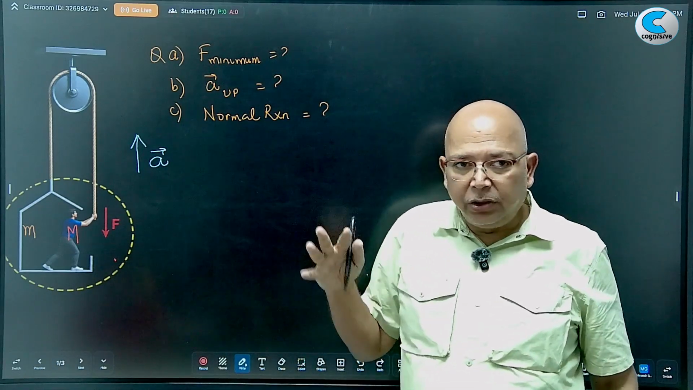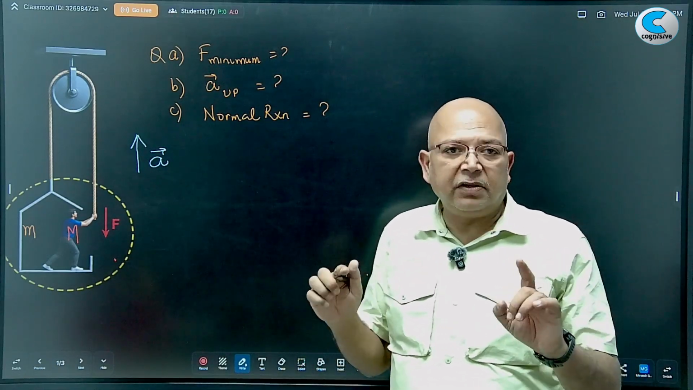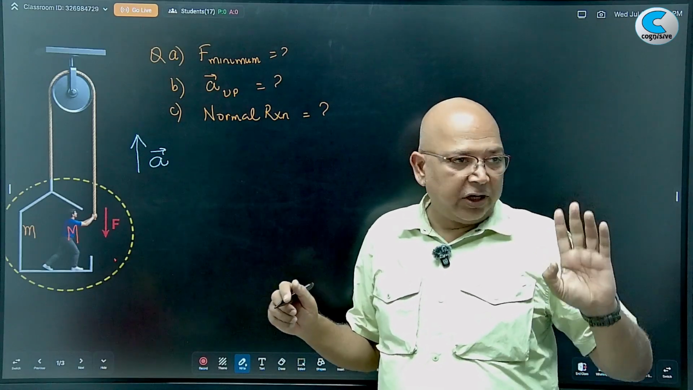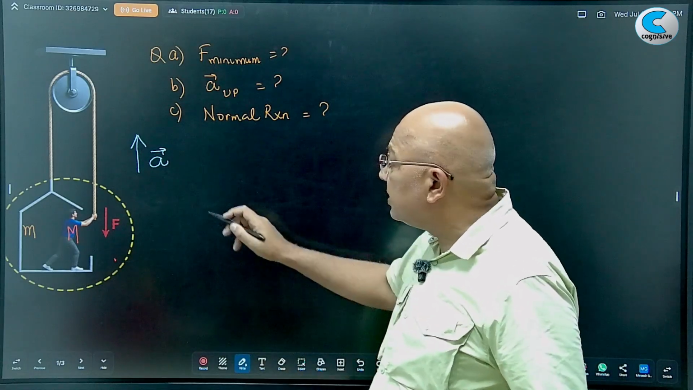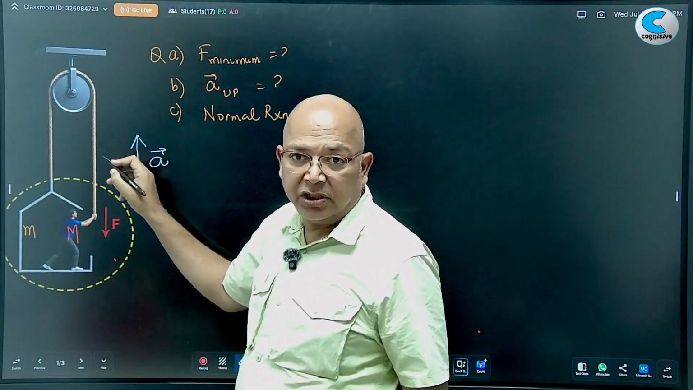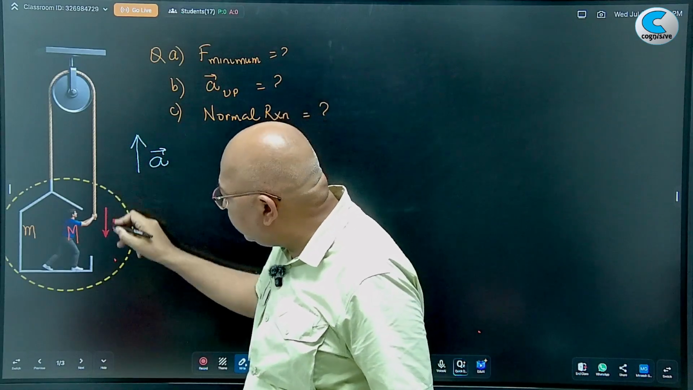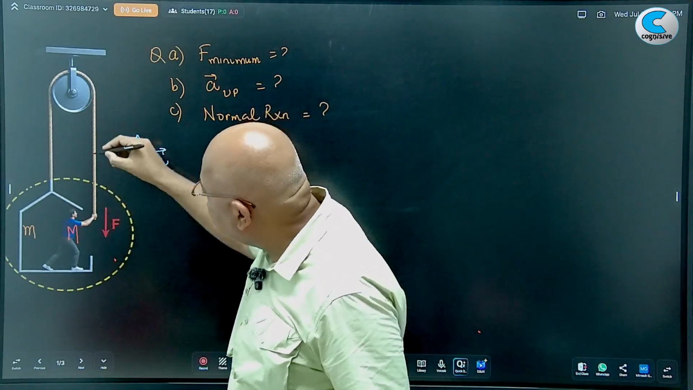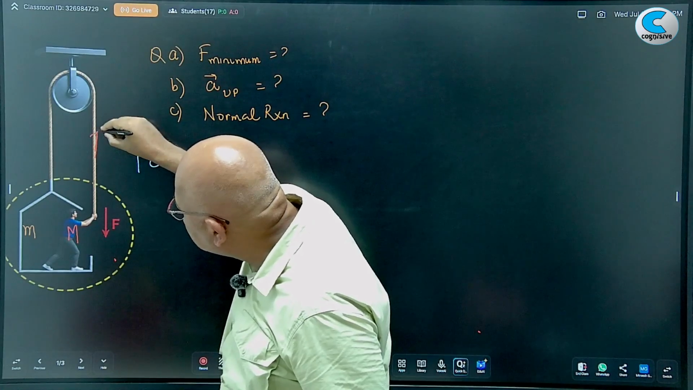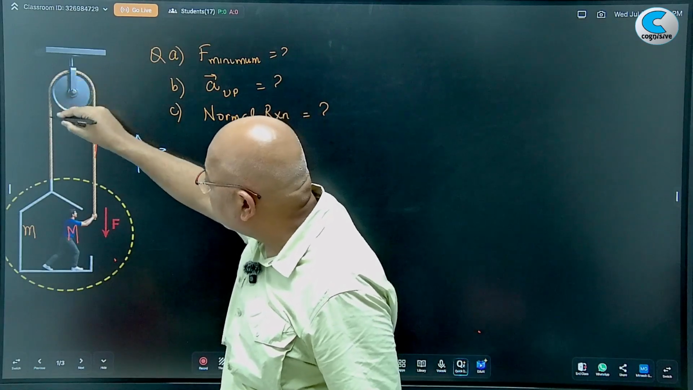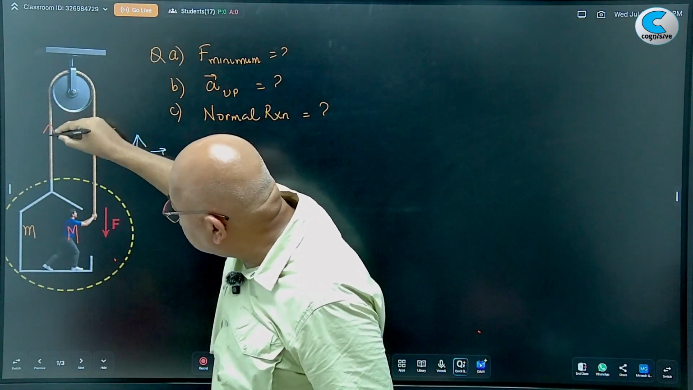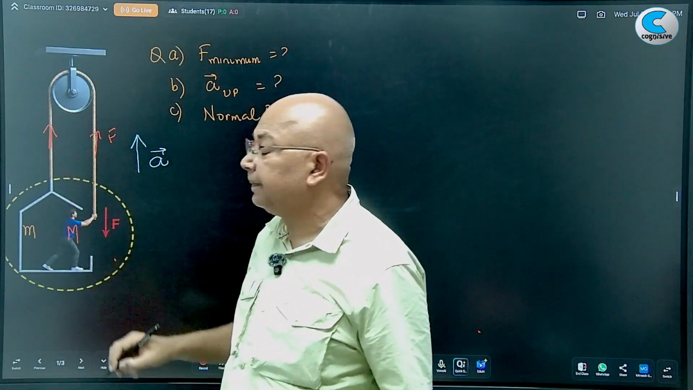Now, how we do it is we have to first of all look at a free body diagram. But before we do a free body diagram, let us see what are the tension forces in the rope. If the rope is being pulled by a force F, which means that there will be a force F in the up direction and an equal force, same rope, will also be there in the up direction.